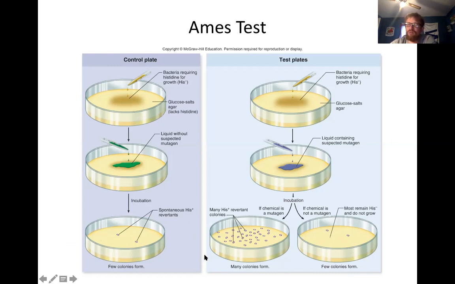So that's why it's really important to have the control plate so that you can tell, hey, this was just spontaneous mutation. It didn't happen because of the mutagen. Well, this clearly happened because of the mutagen.